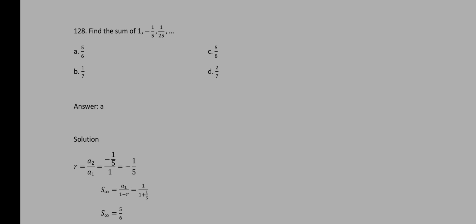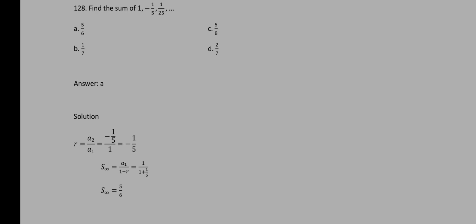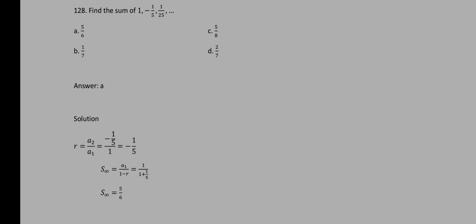Next, 128, find the sum of 1, negative 1 over 5, negative 1 over 25, so on and so forth. Sagot daw dyan ay letter A. Okay? So, progression yan. Series. So, common ratio, A sub 2 over A sub 1. So, since geometric yan, may ratio ka. Negative 1 over 5 over 1 is equal to negative 1 over 5. Yung sum mo is, yan ang formula, A sub 1 over 1 minus R. Substitute mo siya, 1 over 1 plus 1 over 5.